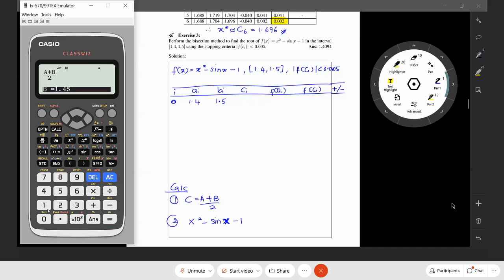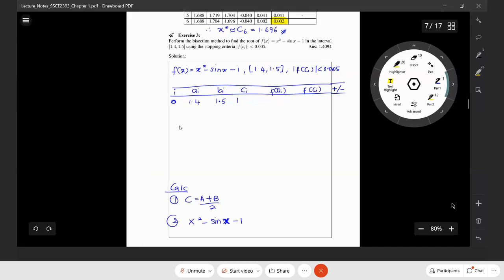Equal, then B is 1.5. So I press 1.5 here, and I get the value of C. Change to decimal, meaning that on your table here you just put 1.45. Okay, how about the F?